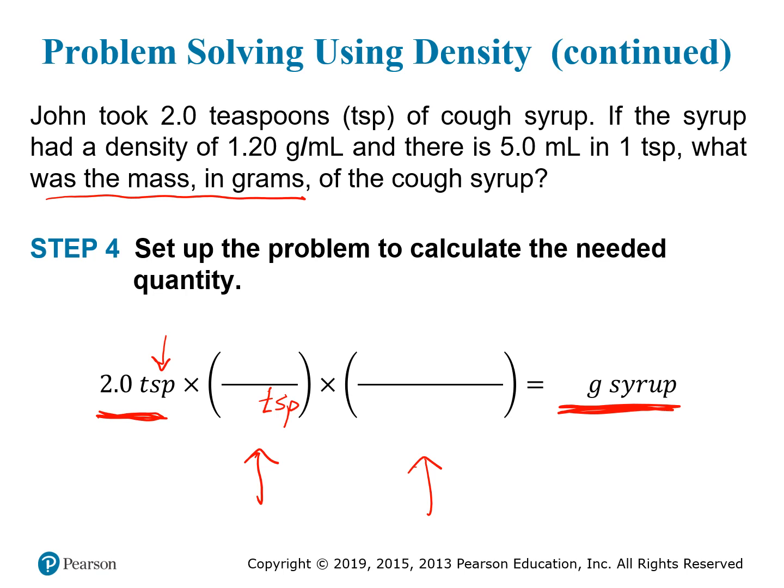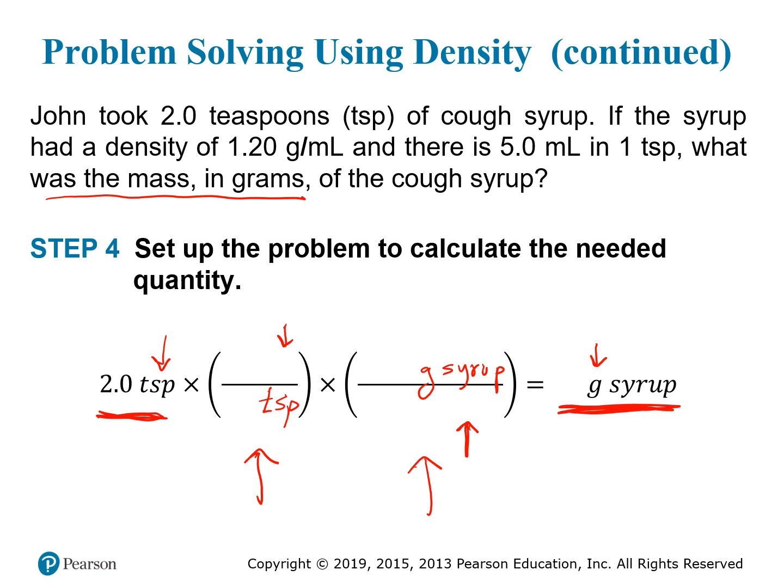Okay? And if you want to end with grams of syrup as your unit, well, then your last conversion factor has to have grams of syrup in the numerator of the conversion factor so that that will be left. Okay? And then the other thing is that whatever unit goes here in the first conversion factor has to be the same unit here in the second conversion factor so that that will cancel.